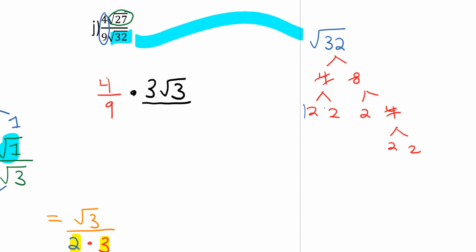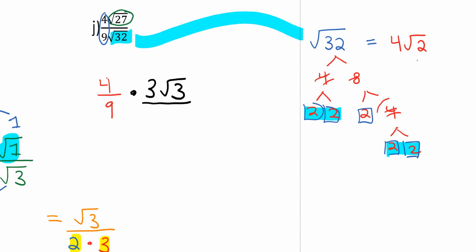And then after that, let's just box my prime numbers here. And then after that, let's go ahead and find our pairs. There's a pair, there's a pair. So I have 2 pairs of 2. So root 32 is going to be 4 root 2.